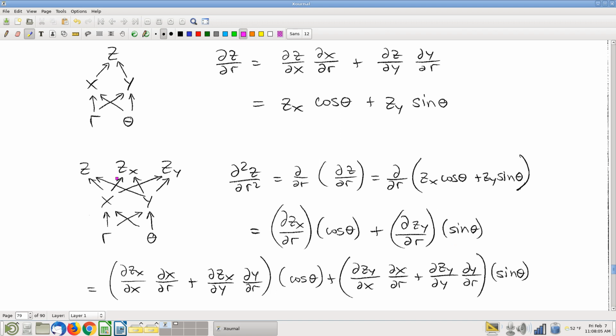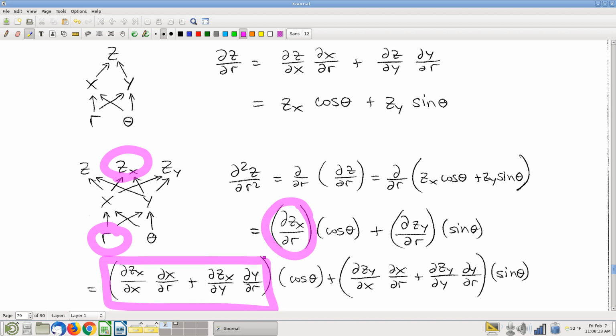This partial derivative of Z_X with respect to R is going to be this thing. There's the propagation path through X, and there's the propagation path through Y. Straight up chain rule. That's pretty much the story on second derivatives. Just a heads up for situations like this: always have your diagram written there to keep track of where you are and what you're doing.